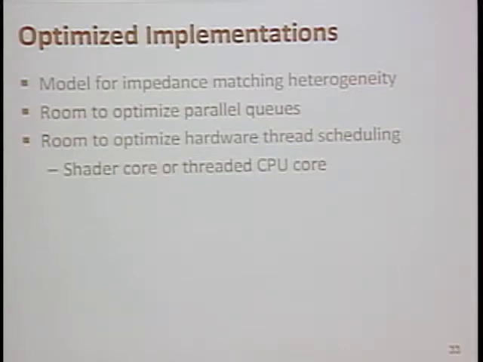As has been hammered on multiple times with the question, there is room to optimize parallel queues. There's room to learn, as you build one of these systems, that the performance of parallel producer-consumer queues will heavily dictate the performance of the system. There's also room to talk about hardware thread scheduling, whether you're talking about scheduling the threads literally in hardware or just scheduling a multi-threaded CPU core. There's definite room to take Gramps as a workload and learn about it and go with it.